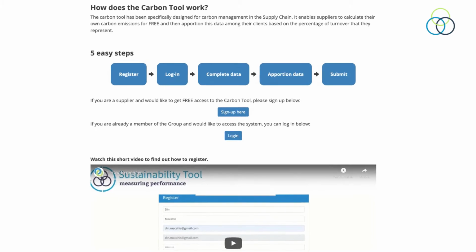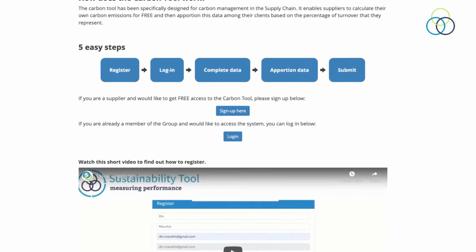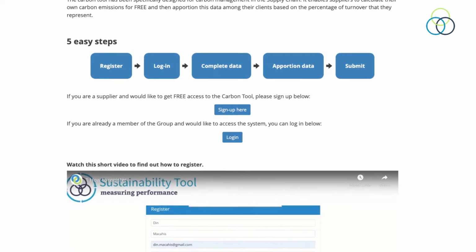The Supply Chain School actually has one, so the carbon tool actually will deal with all of that calculation for you, and all you need to do is actually enter your consumption figures of materials or fuels or energy, and that would actually make life a lot easier.